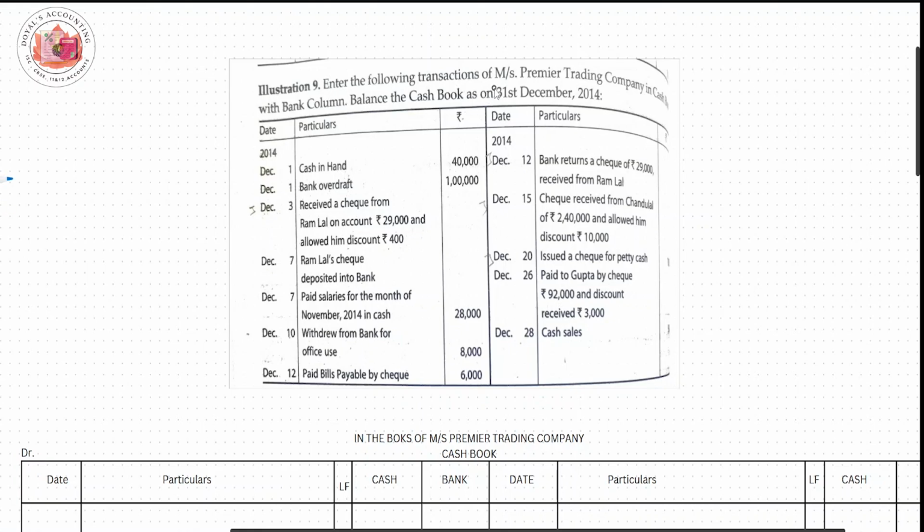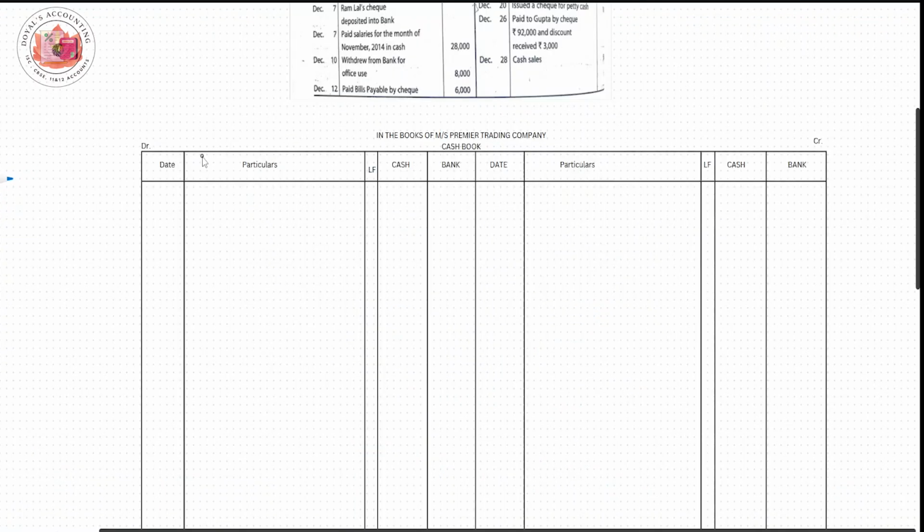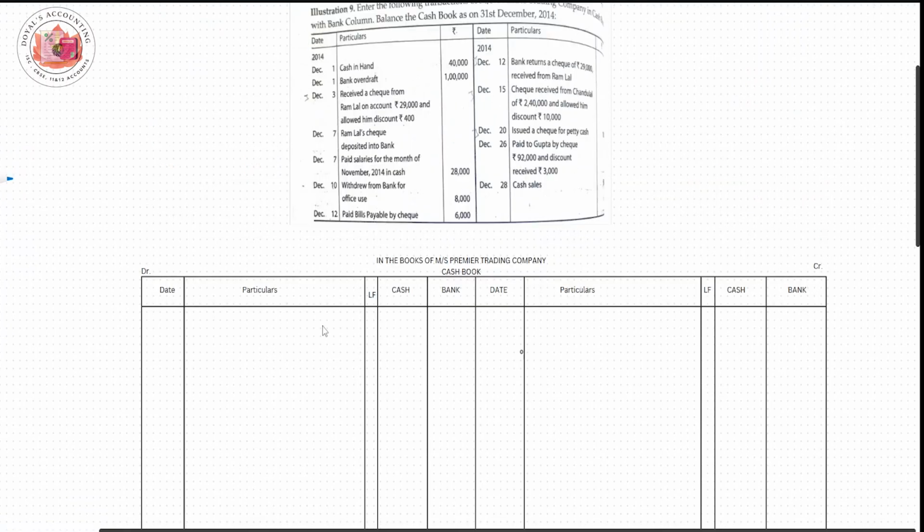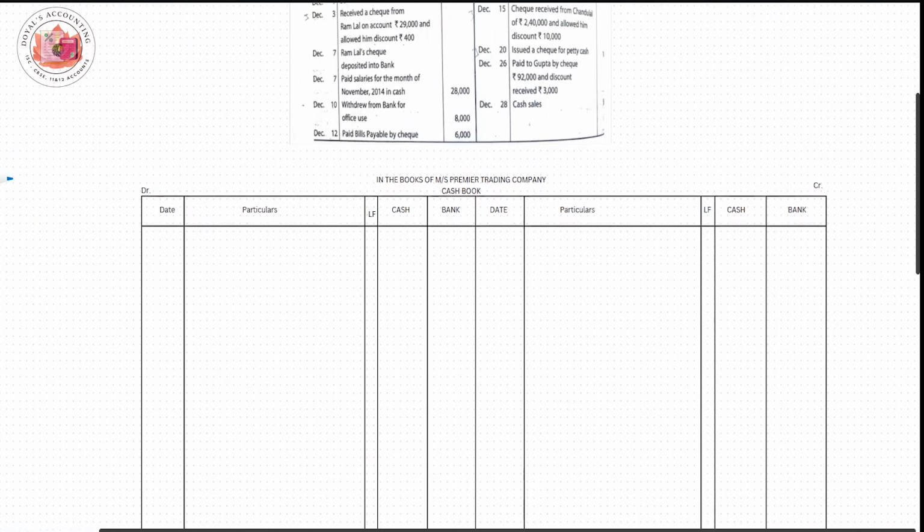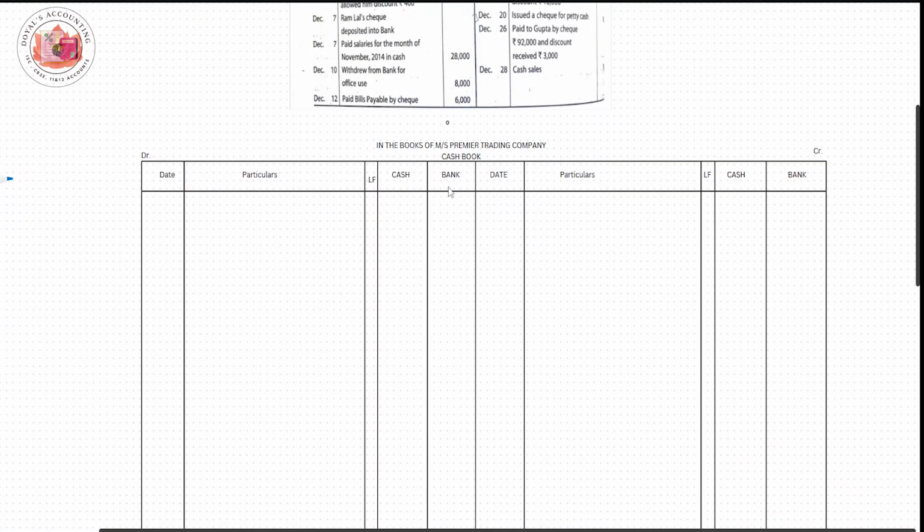Enter the following transactions of Messrs Premier Trading Company in the cash book with bank column, and the balance in the cash book as on 31st December has been given here. So my first step would be to draw the pro forma of the cash book. Here, I will write in the books of my company, which is Messrs Premier Trading Company, and then the heading cash book.